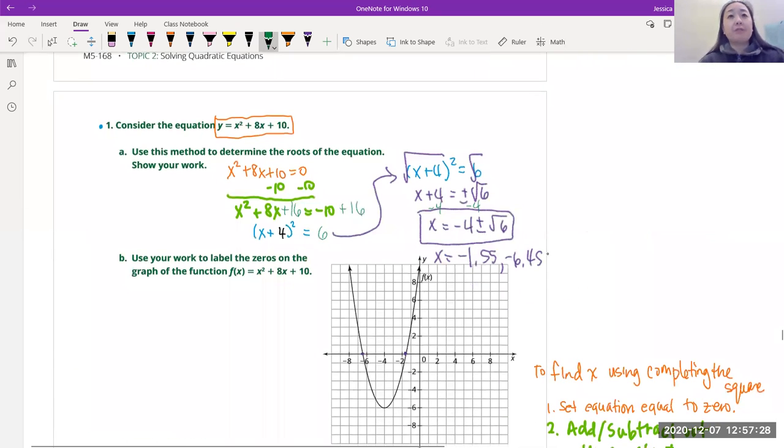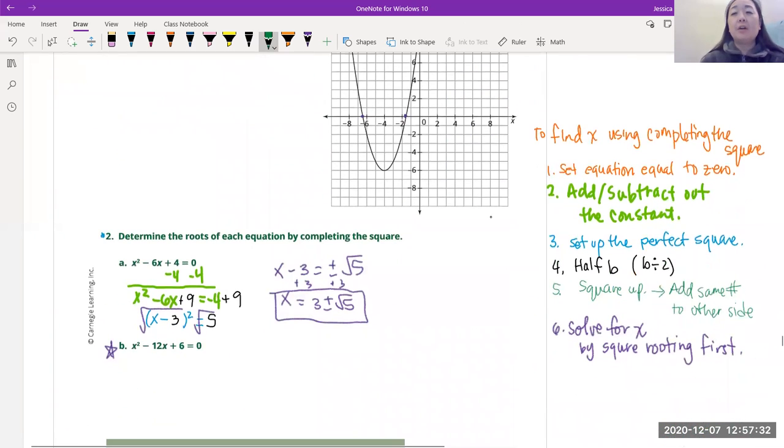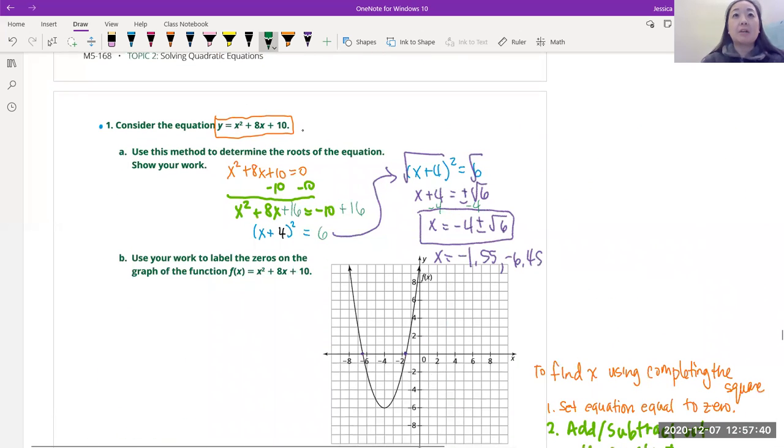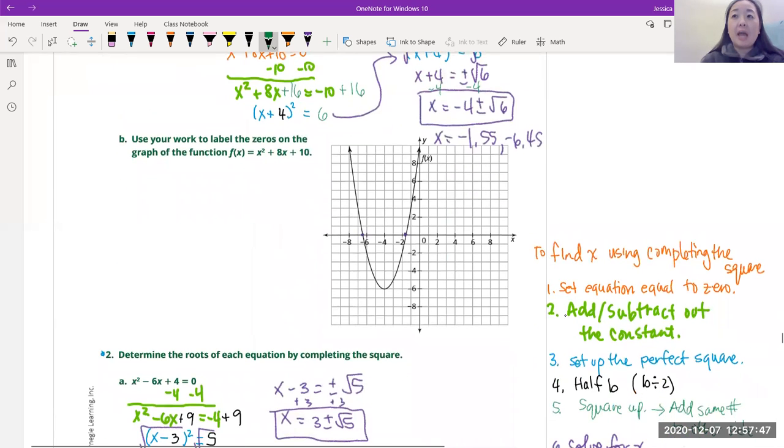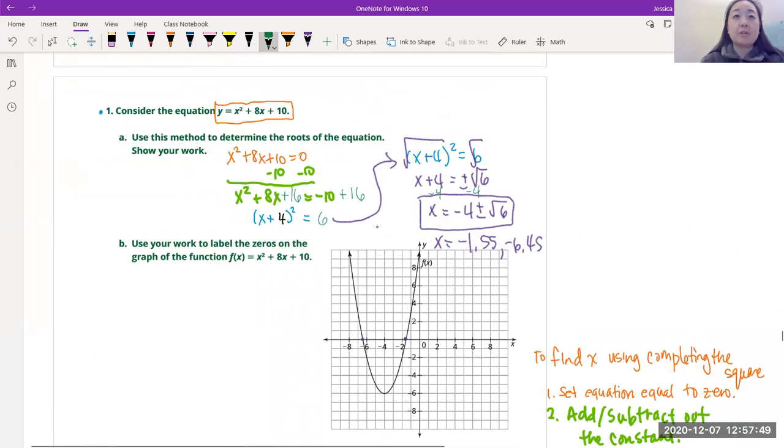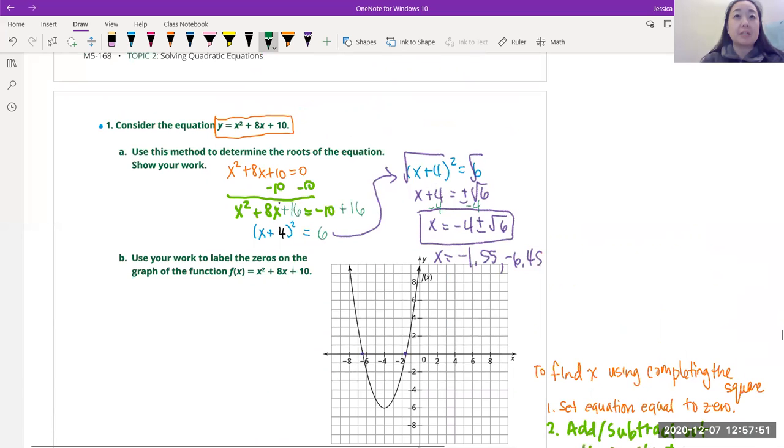And then we're trying it for this one. And I wrote down some examples, or the, what is it called? The steps here. So to find x using completing the square, right? First set the equation equal to 0. Like here, we want to find the roots so that we know that y is equal to 0 at this point. And then you're going to add or subtract the constant, right? So that you can get this binomial right here on this left-hand side.